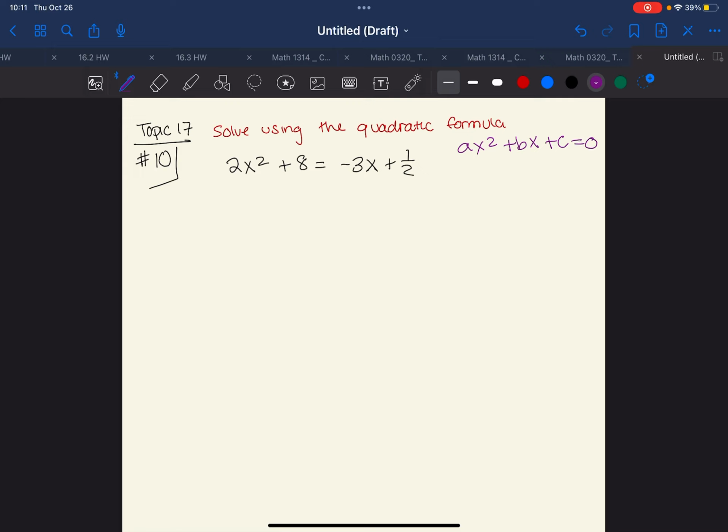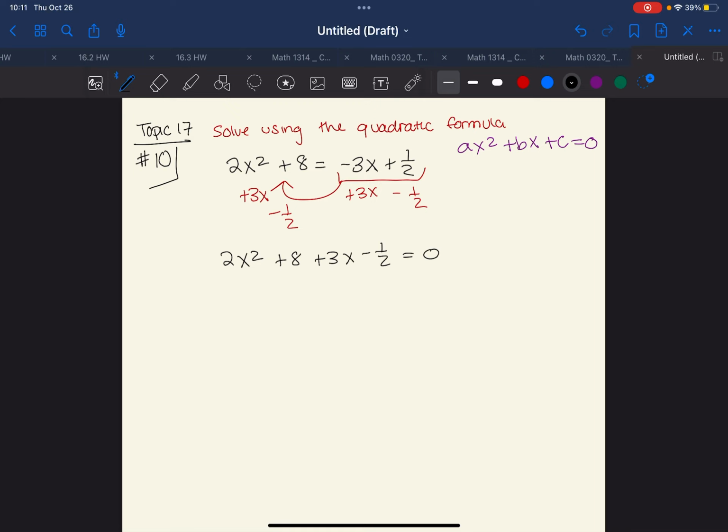Okay. So in order to make this equal to 0, I am going to move everything that's on the right side over to the left. Meaning I'm going to add 3x and subtract 1/2. When I do that, I have 2x squared plus 8 plus 3x minus 1/2 equals 0. So now I have everything equal to 0, and now I need to combine like terms.